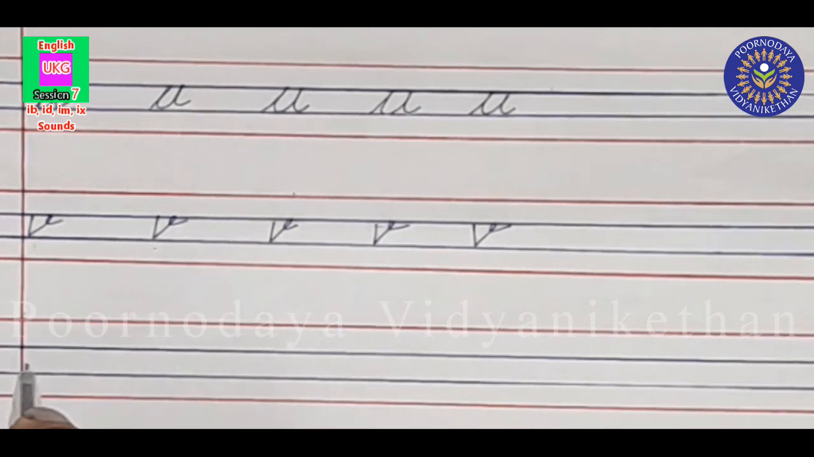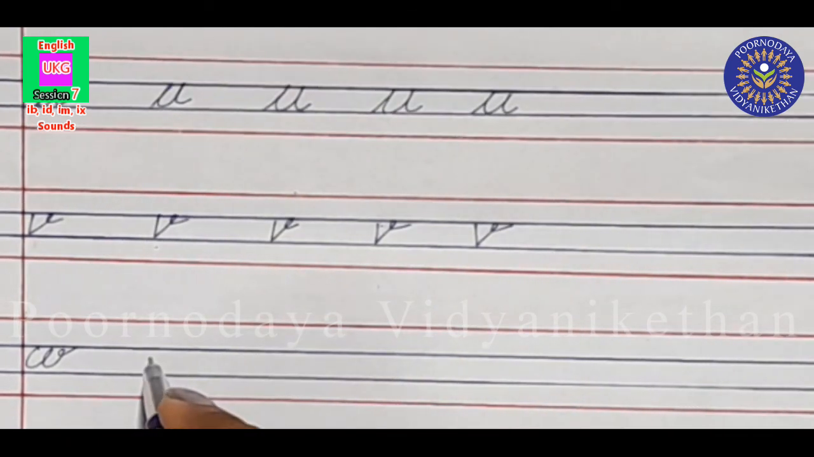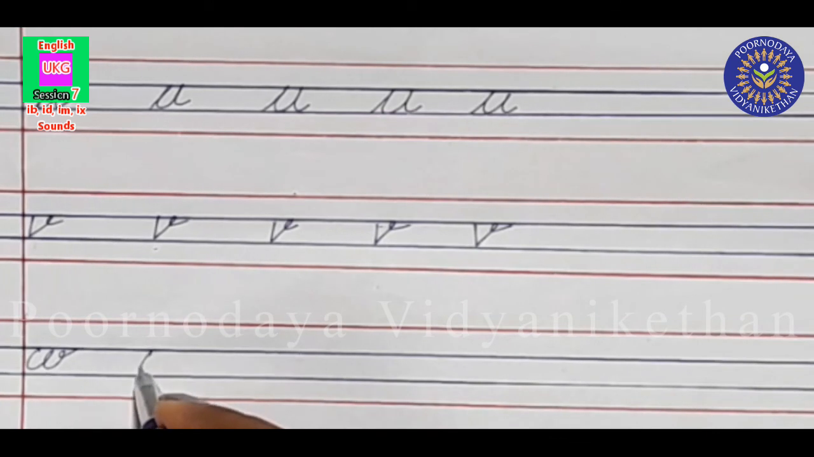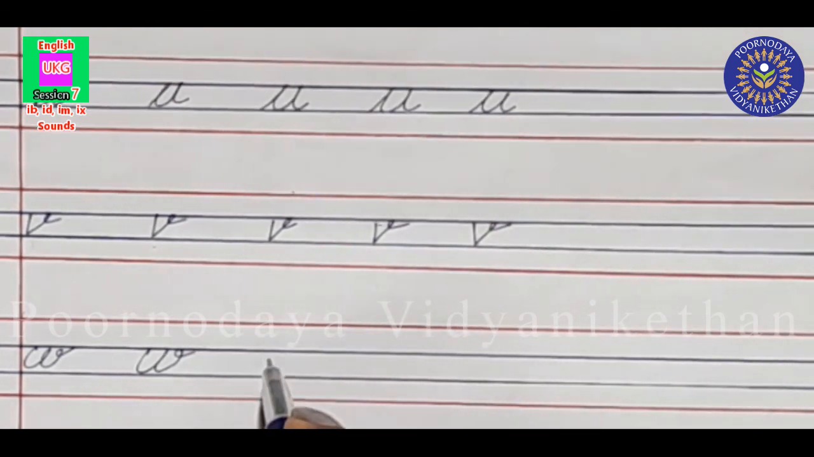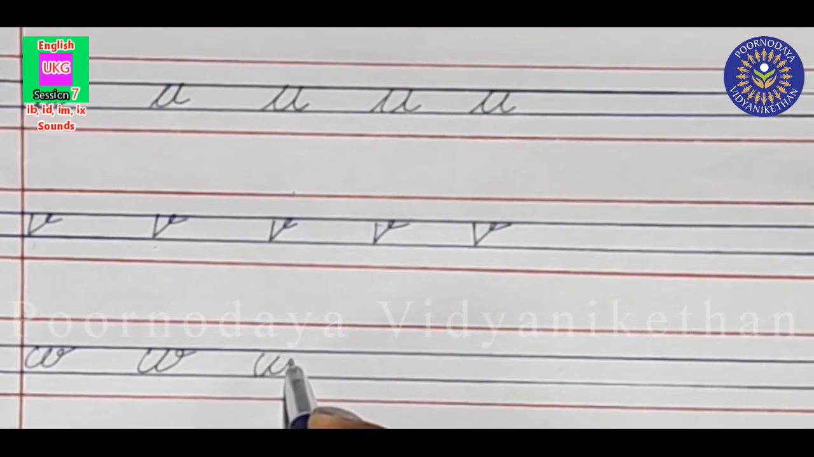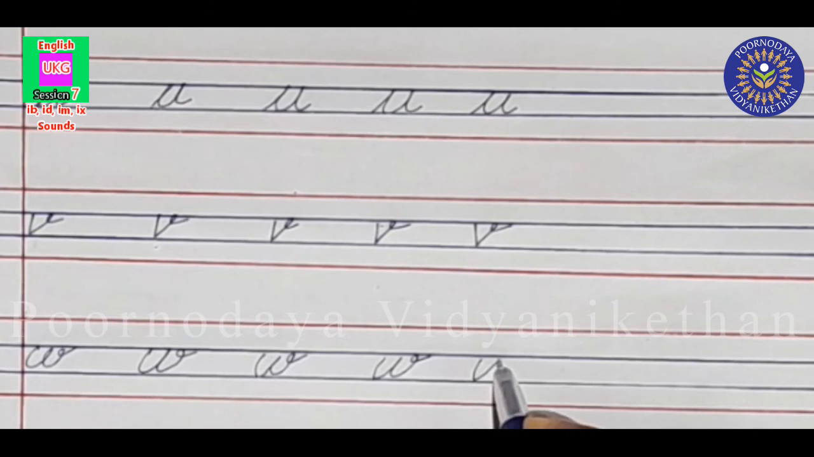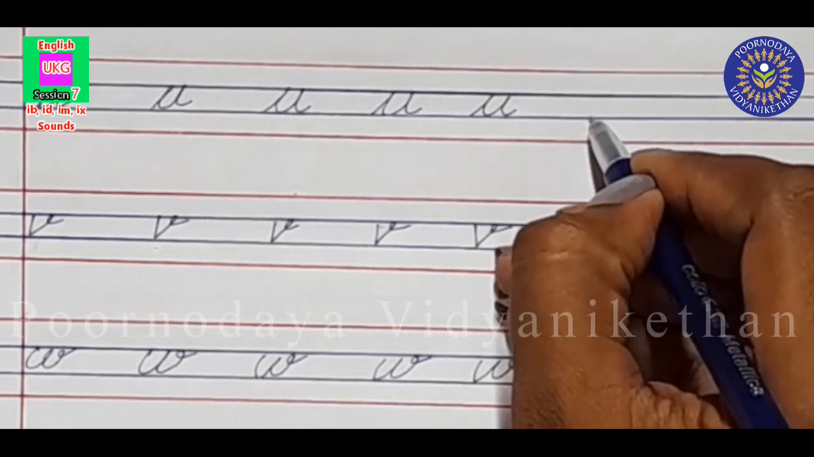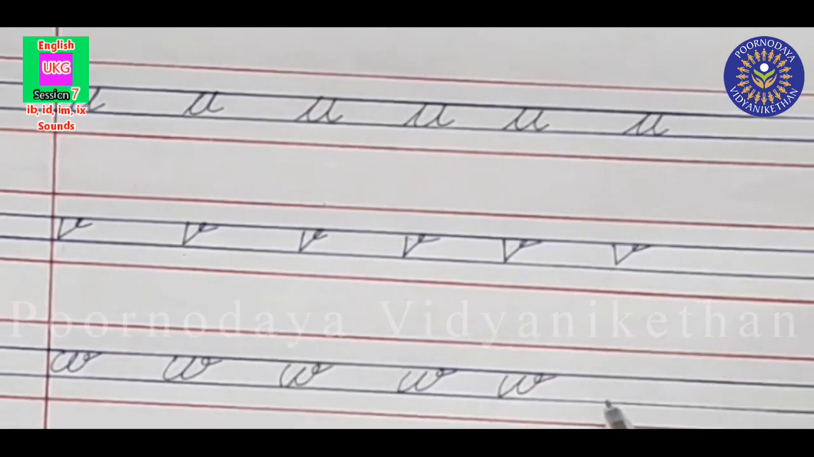Now, we are going to learn W. Can you see this, children? The letter we are writing is W. So we have learned letters U, then V, W. Did you understand? So you have to write all these letters in your four line book.